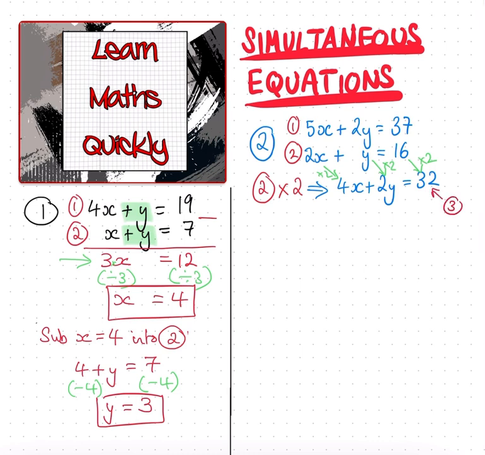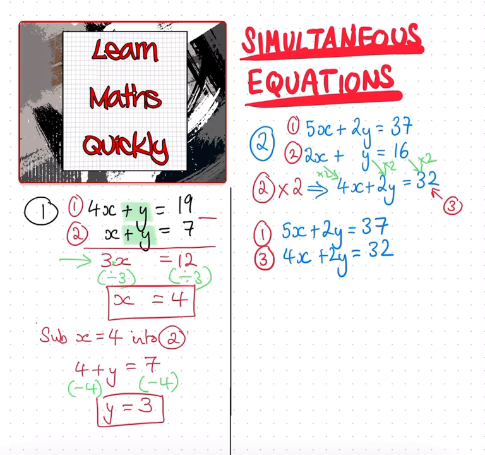So now we're going to get rid of equation 2. We don't need that anymore. That one's useless to us. So now we have equation 1, which we're going to rewrite: 5x plus 2y equals 37. All I'm doing is rewriting. And equation 3, which is 4x plus 2y equals 32. And now it's exactly the same as what we did in our first problem.